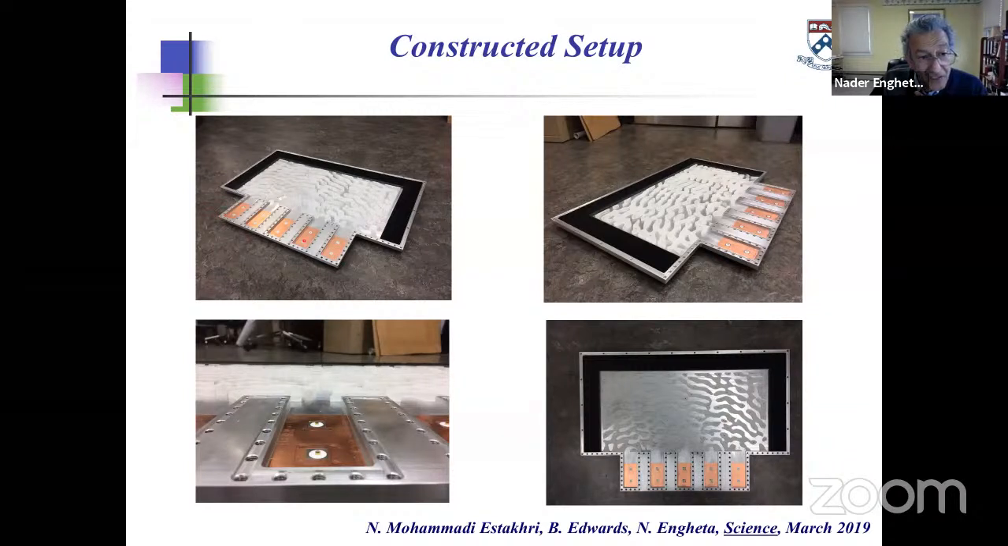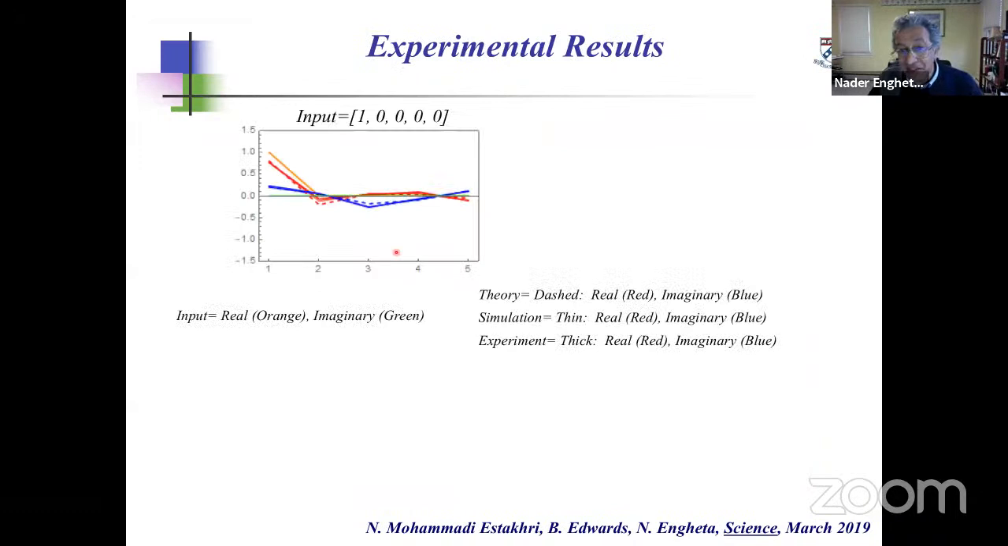The five sets of coaxial cable are for the input that's coming in, and the other five are for the output that you're receiving out of this. And let me show you now the experimental result. So this, again, we excite one of those ports. This is excited by a monochromatic signal here and not the other four.